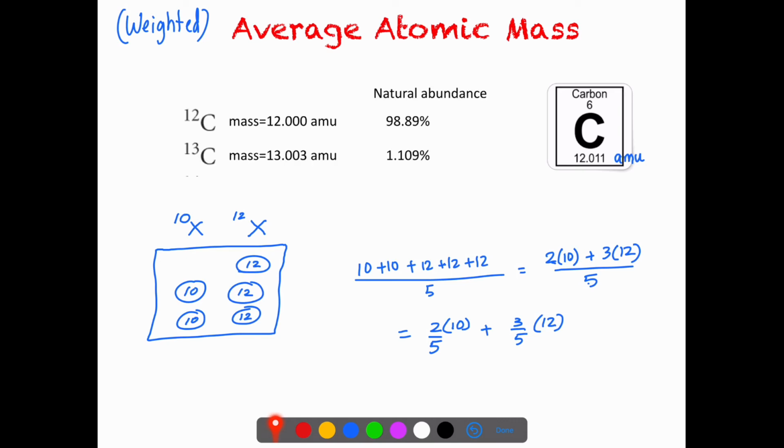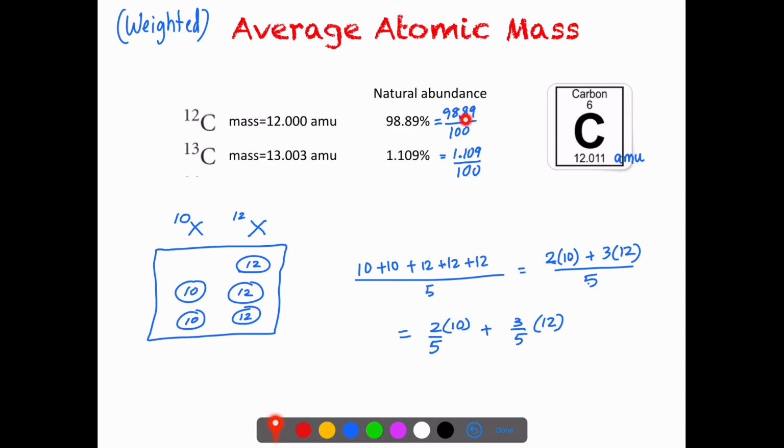So when we deal with isotopes, instead of simple fractions, you're dealing with billions and zillions of molecules here. So we have a percentage. This percentage can be thought of as a fraction. That means you have 98.89 out of 100 and 1.109 out of 100. This is the fraction of molecules that are made out of carbon-12, and this is the fraction of molecules that are made out of carbon-13 in the universe.